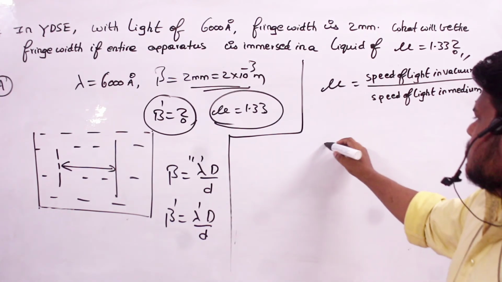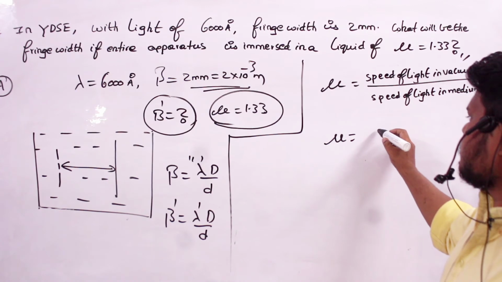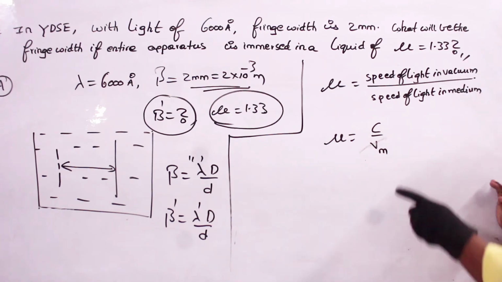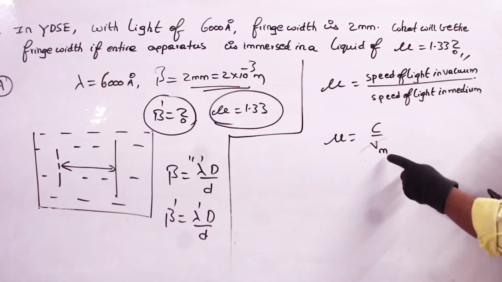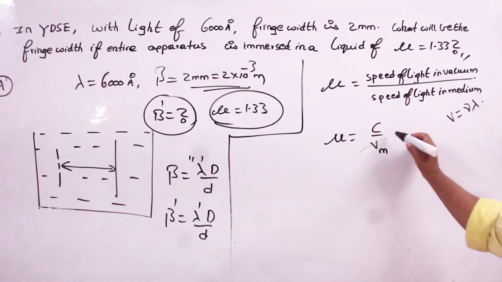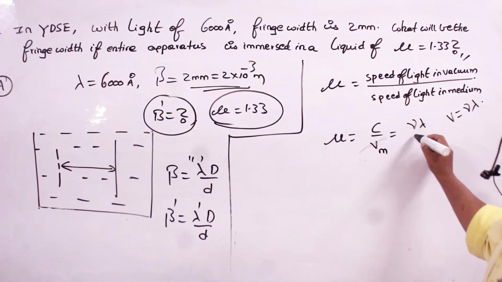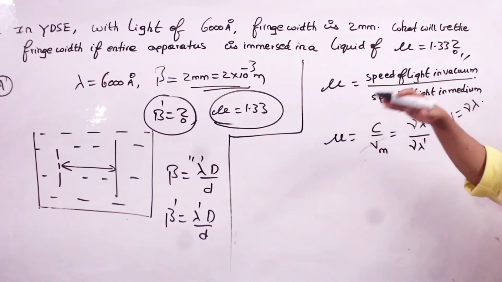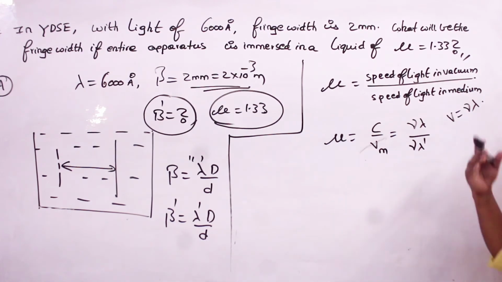So I can write it as c by Vm. What is c? Speed of light in vacuum. Vm, speed of light in medium. So what is the formula to calculate speed? V is equal to nu lambda. So mu is equal to nu lambda divided by nu lambda dash. Now what is lambda and what is lambda dash? Lambda is the wavelength of light when light is present in vacuum. Lambda dash is the wavelength of light when it is present in medium. Now what is nu?